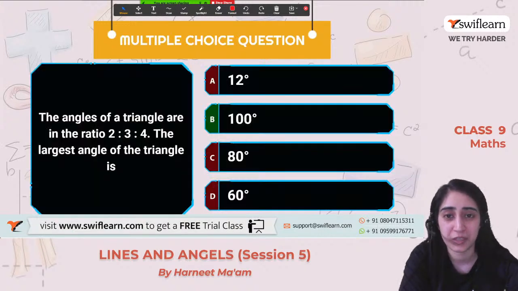Great. Moving on to the next one. The angles of a triangle are in the ratio 2:3:4. We have to find out the largest angle of the triangle. So what is it? 12 degree, 100 degree, 80 degree, or 60 degree? What's the answer? Yeah, give it a try quickly. Three ratios are given to us, that the angles are in the ratio 2:3:4, and we have to know the largest angle of a triangle. So what's the answer?